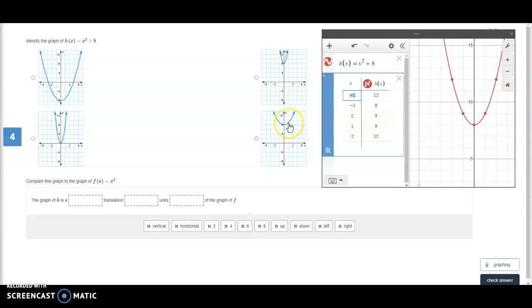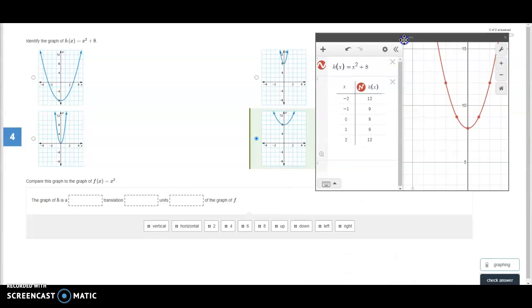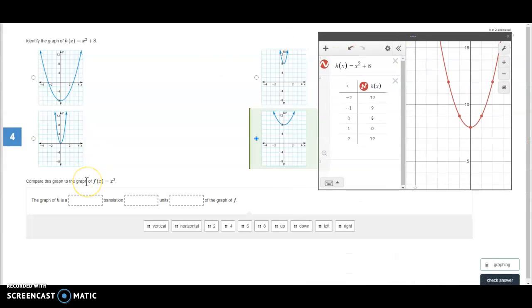1 to the right and 9 up, it looks halfway between 8 and 10. So this one would be that graph. And before I even do the bottom, I'll go ahead and check my answer, and you can see right there that it is correct.